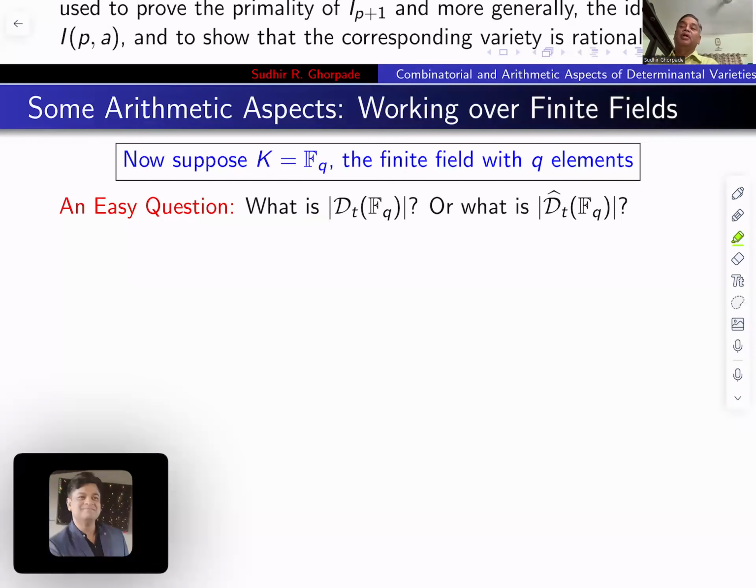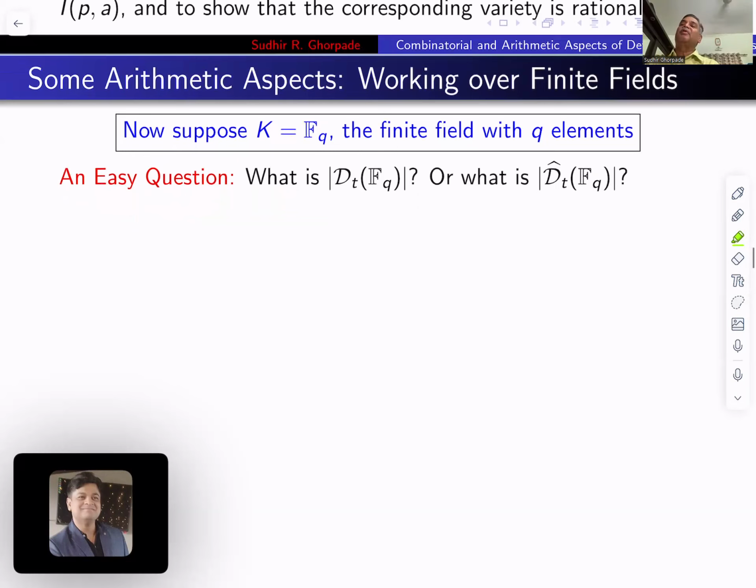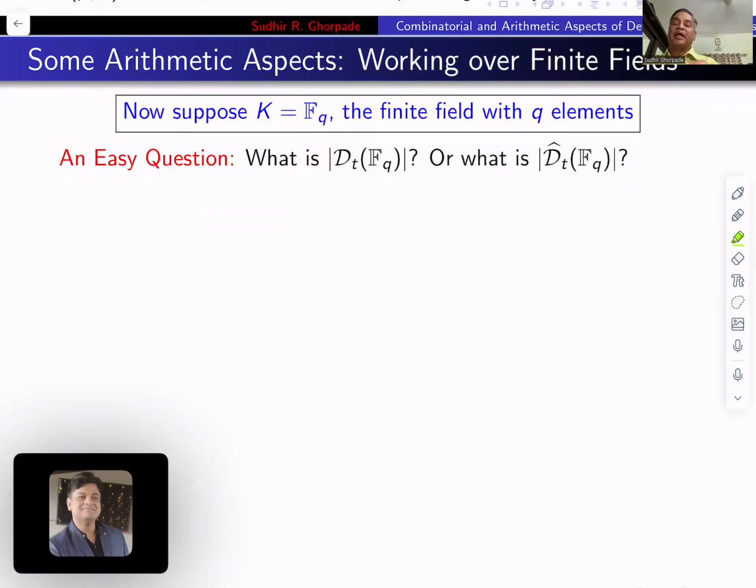So that's something I wanted to say about the combinatorial aspects. Now I want to turn to what you might call, for lack of a better word, arithmetic aspects. Are there any questions at this point of time? Comments? So far, so good.